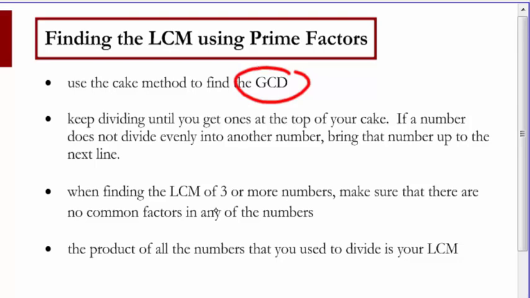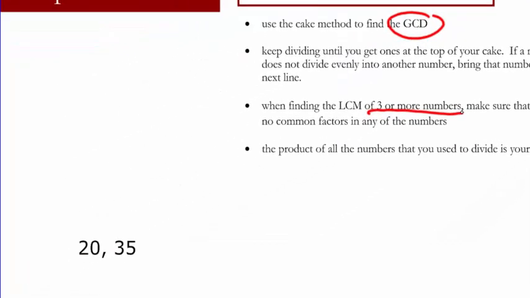If we're finding the LCM of three or more numbers, we're going to make sure that there are no common factors in any of those numbers. Otherwise, we'll find a common multiple, but not the least common one. And then the product of all the numbers we use to divide, that's going to be our LCM. So let's go through this example.